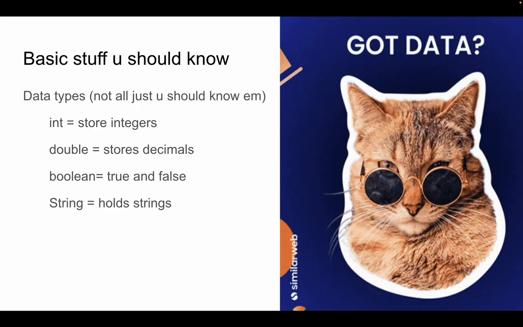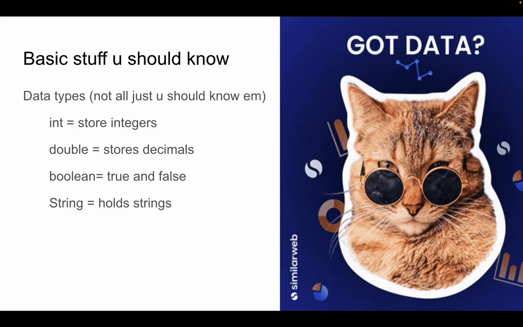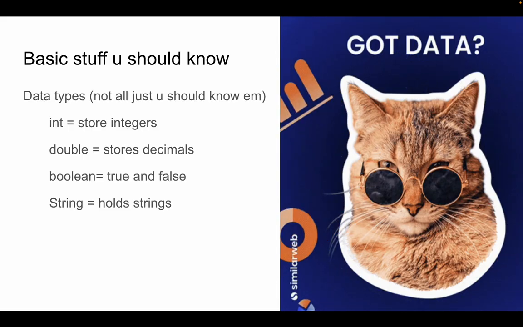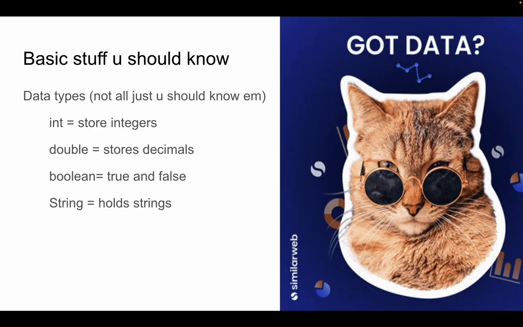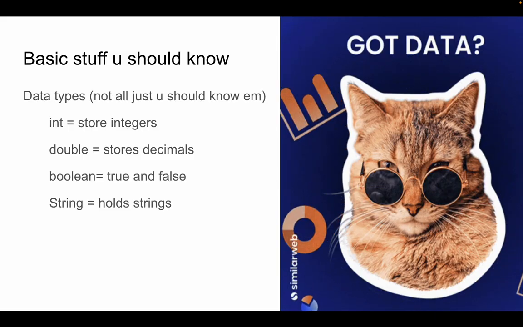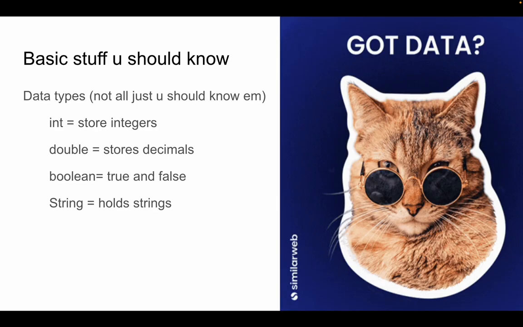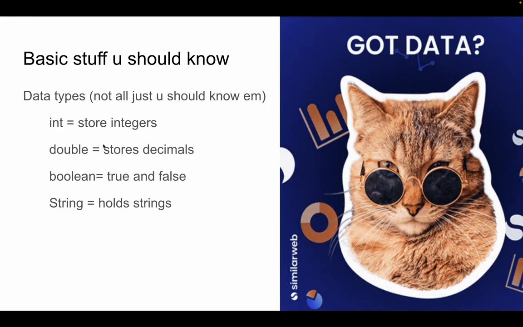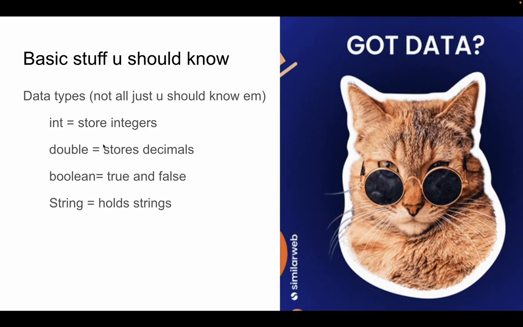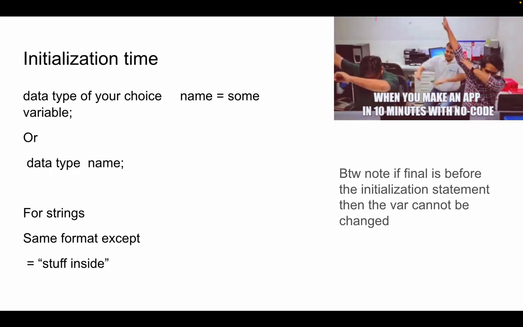Alright, first on to some basic stuff you should know. These are the data types that you have to know for the AP exam. So you have your ints, which store integers, pretty simple. You have your doubles, which store decimals, so you can have 1.1, negative 1.1 inside of doubles. And then in booleans, you hold true and false values. So these are your three primitive data types. And now you have your string, which holds strings of characters, basically like text. It holds text really.